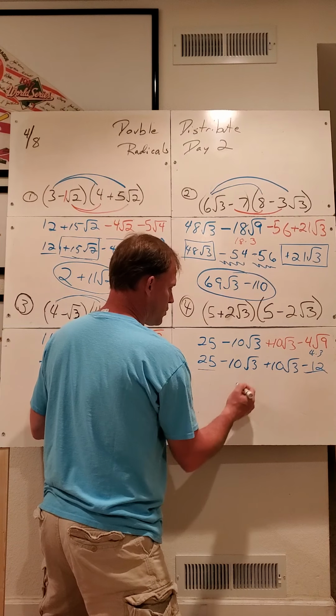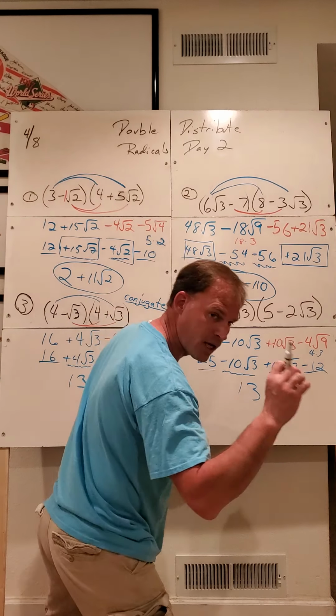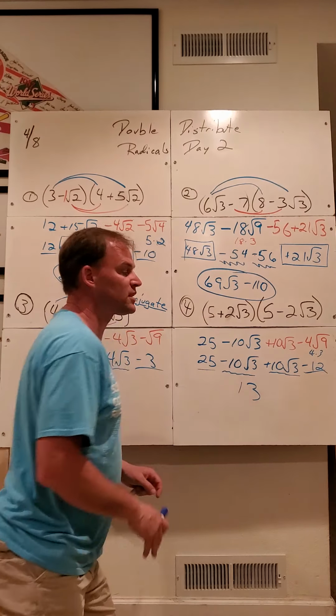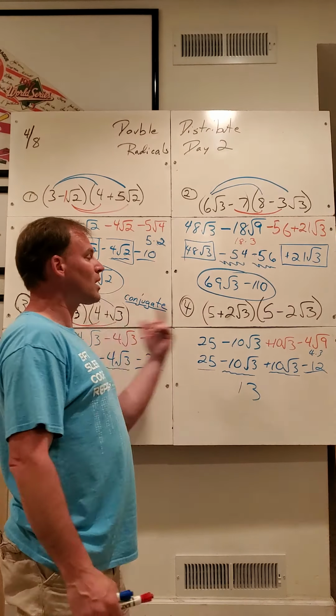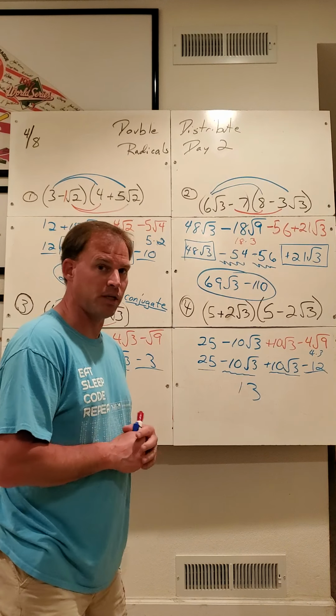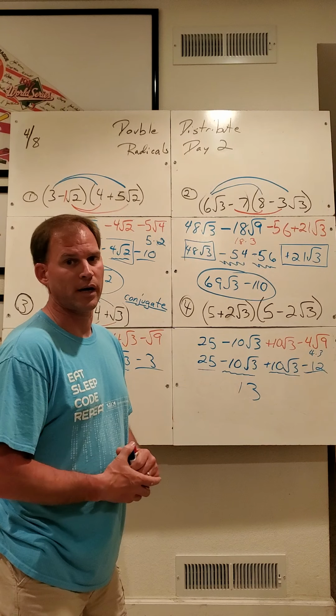25 minus 12 minus 10 plus 10. No more square root of 3s. This comes out to be 13. I promise you, all conjugate problems do not come out to be 13. That's a complete coincidence with what I had up here. I'm actually sorry it happened.